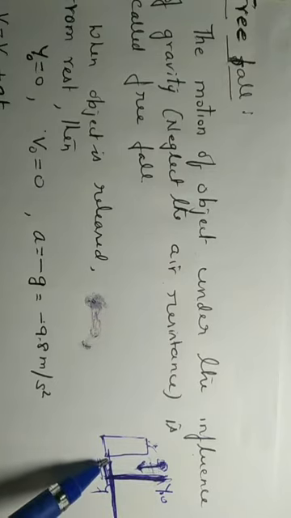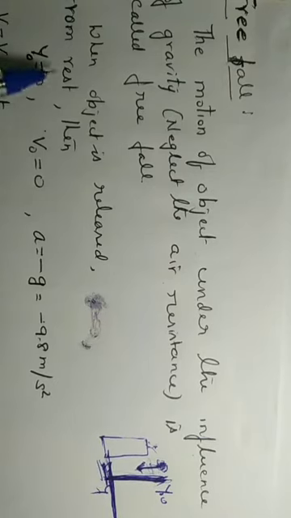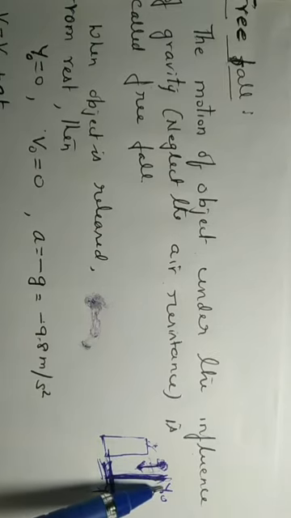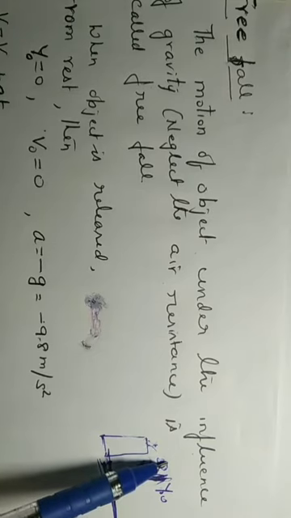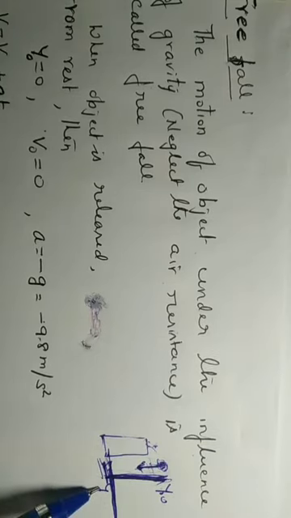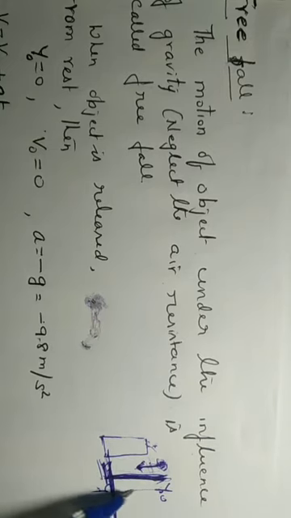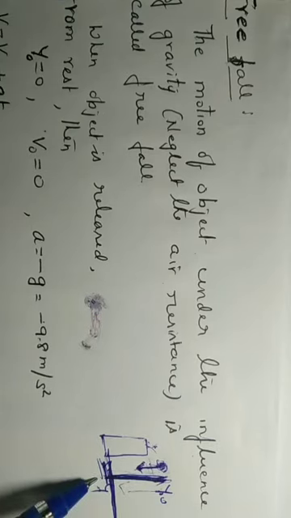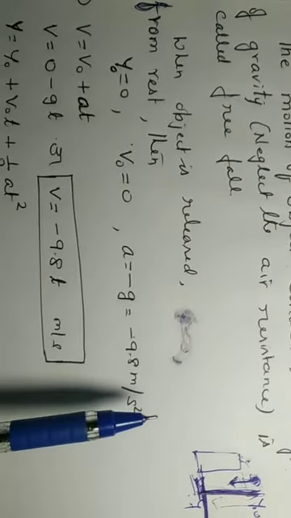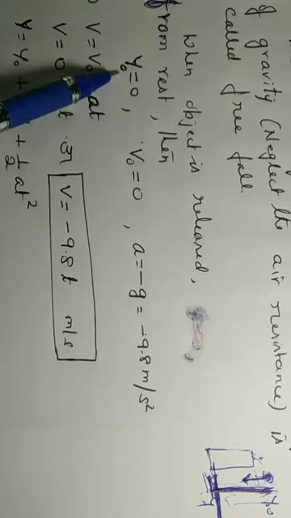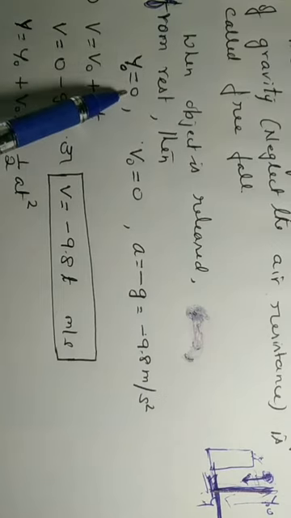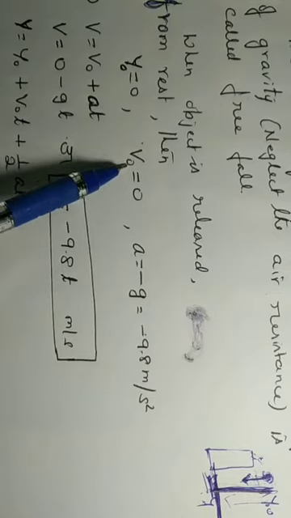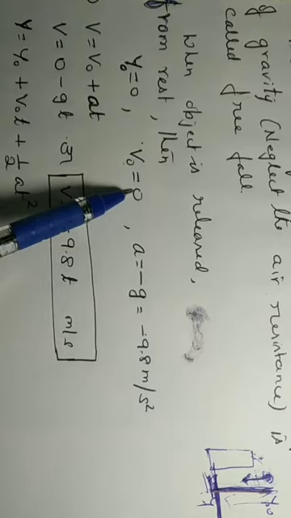So it will fall with its velocity v. What is the initial position? Y naught, let it be 0 at this point, and when you reach here, that will be the distance covered: initial position, final position. So here let y naught be the initial position, let it be 0. V naught, what is the initial velocity? When you drop the ball, the initial velocity is nothing, that is 0.